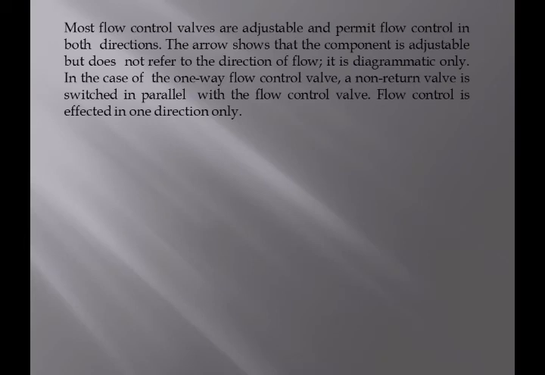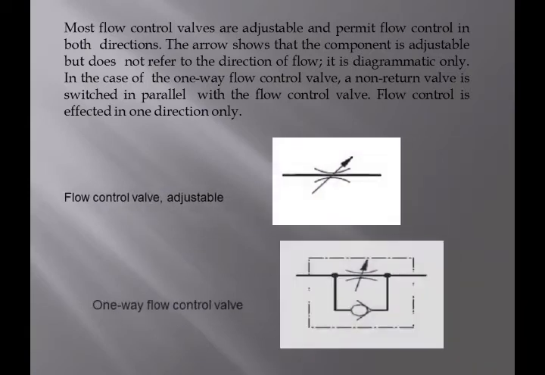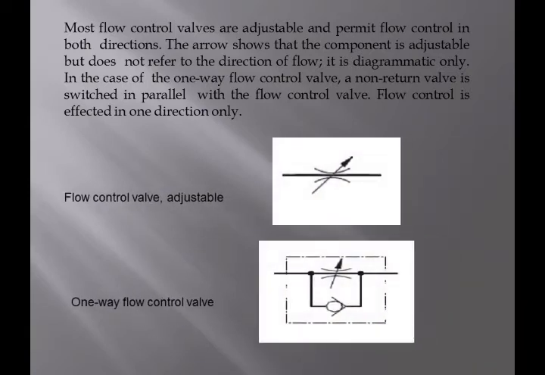Most flow control valves are adjustable and permit flow control in both directions. The arrow shows that the component is adjustable but does not refer to the direction of flow; it is diagrammatic only. In the case of the one-way flow control valve, a non-return valve is switched in parallel with the flow control valve. Flow control is effected in one direction only. Flow control valve, adjustable. One-way flow control valve.